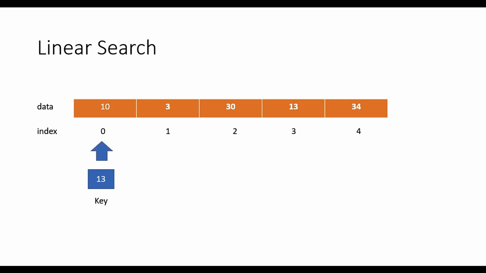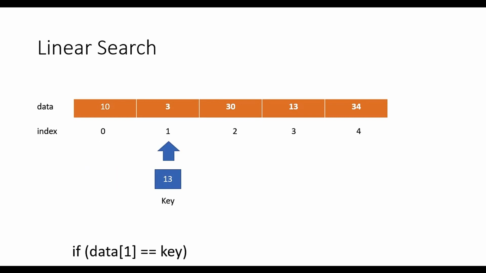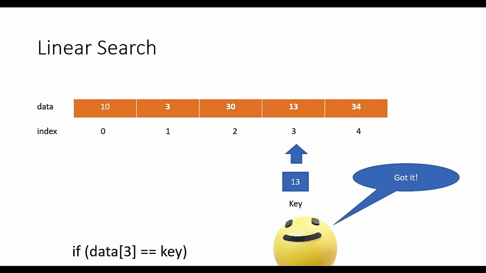I'll compare 13 with 10, and since it's not equal, I will go ahead and compare with the next element. I'll compare 13 with 3. It's not matching. I'll go ahead and compare 13 with 30. It is not matching. We'll go ahead, and now we'll compare 13 with 13. In this case, you can see there is a match, and we found the element. The moment we find the element, we can announce that the element we required exists, and we can terminate the search. So that's one example wherein the element is there and you are trying to find it.